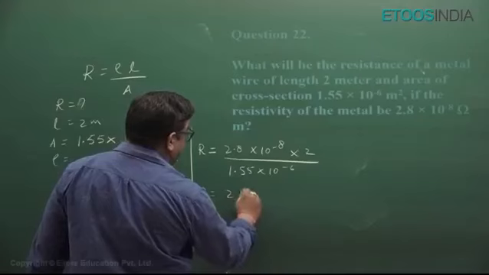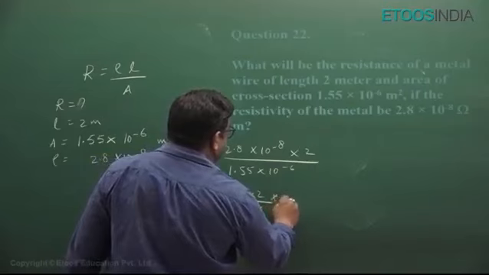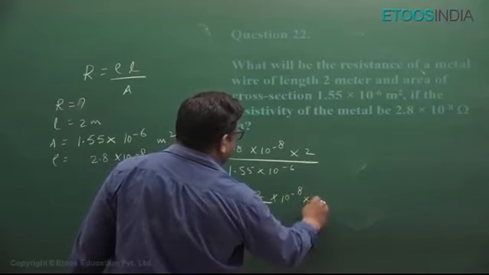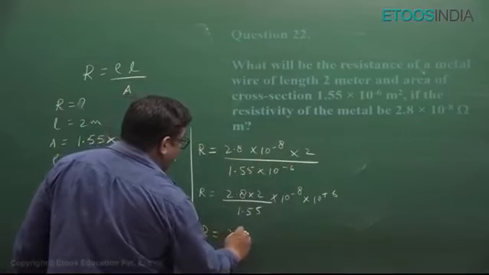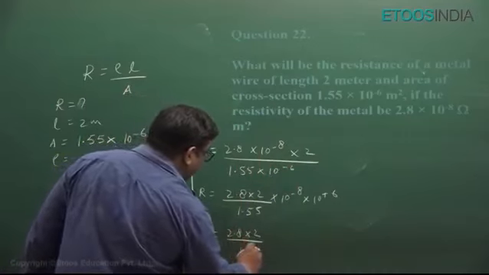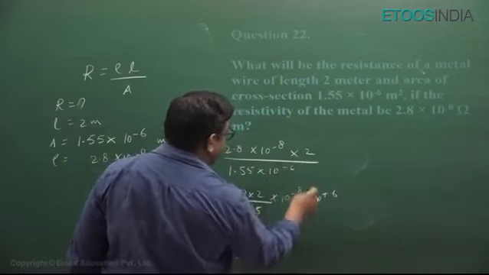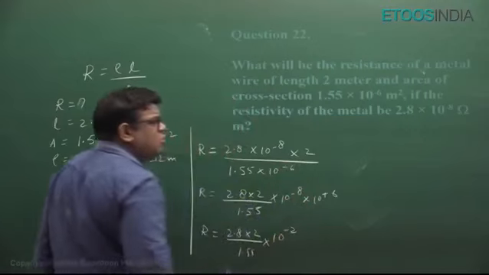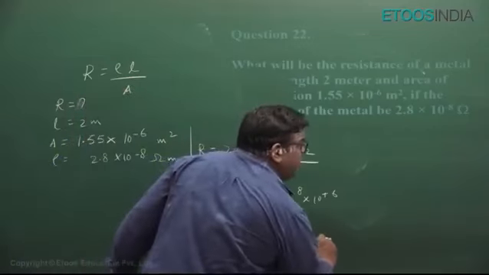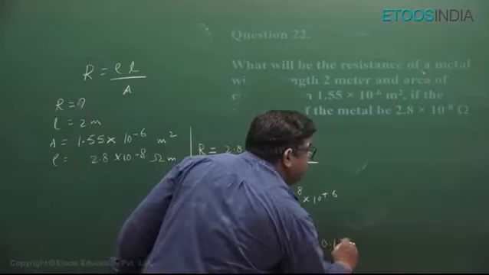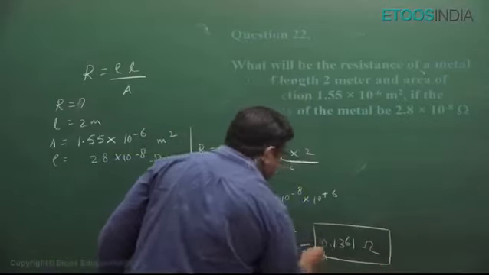Now let's see. It will be 2.8 into 2 upon 1.55, 10 raised to power minus 8 into 10 raised to power plus 6, because if you take it up there, R will be equal to 2.8 into 2 upon 1.55 into 10 raised to power minus 8 plus 6, it will become minus 2 over there. Now, if I solve all this part, the answer will be equal to 0.1361 ohms. The final answer is this.